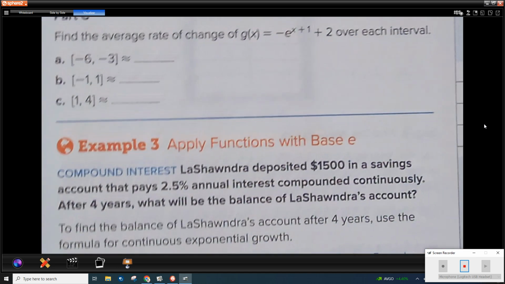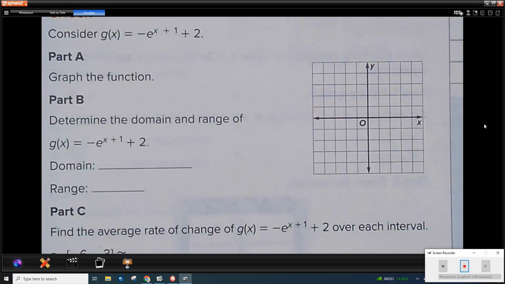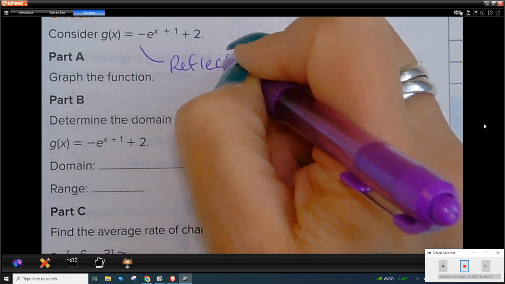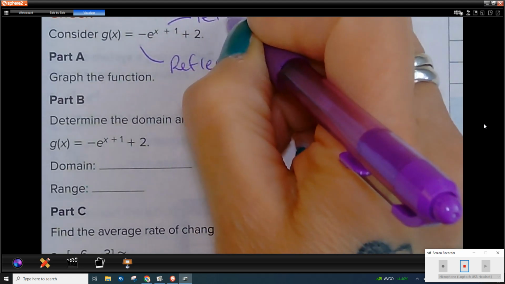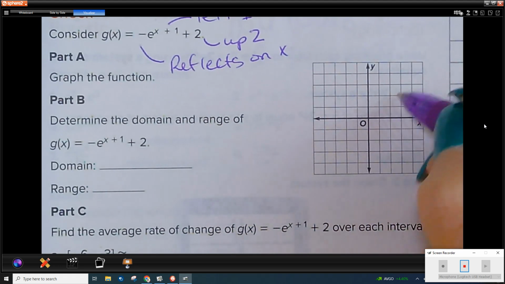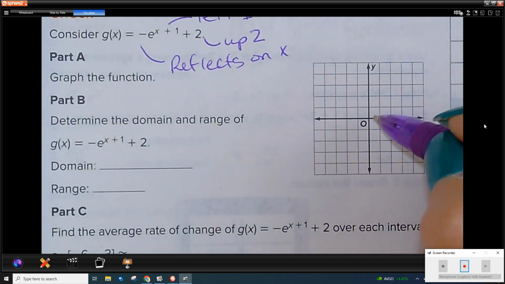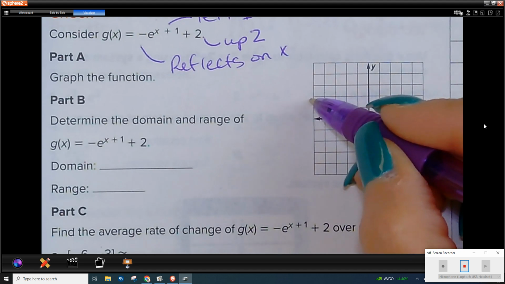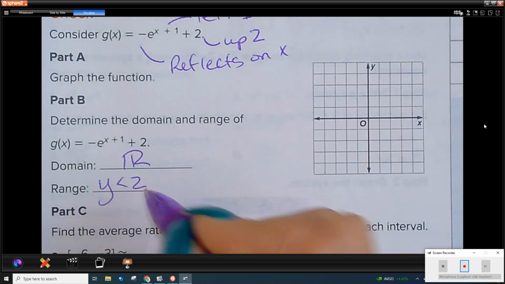Okay, here is the check. The check has 2 transformations. This reflects on the x. This moves it left 1. This moves it up 2. So instead of going like this, it's going to reflect. It's going to go down just like our example, but it's going to move left 1, up 2. So the domain is all numbers. Your range is less than 2 because it moved up.